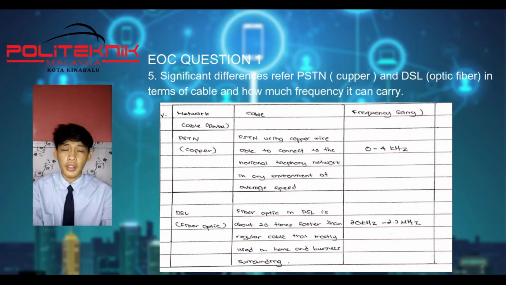Therefore, the frequency it can carry for PSTN is 0 to 4 kilohertz, and DSL is 20 kilohertz to 2.2 megahertz.